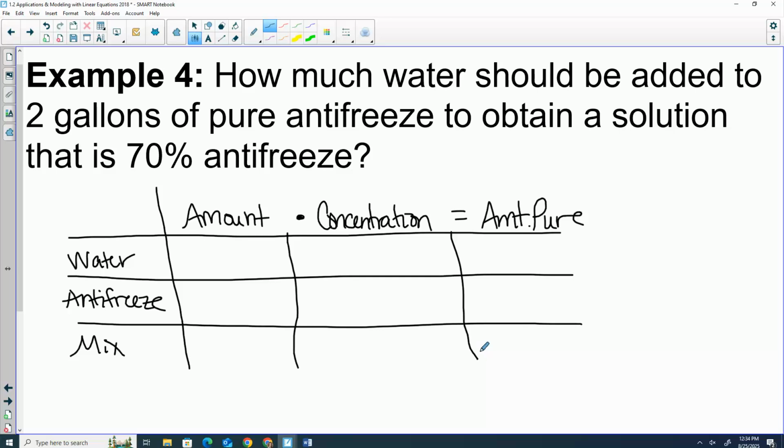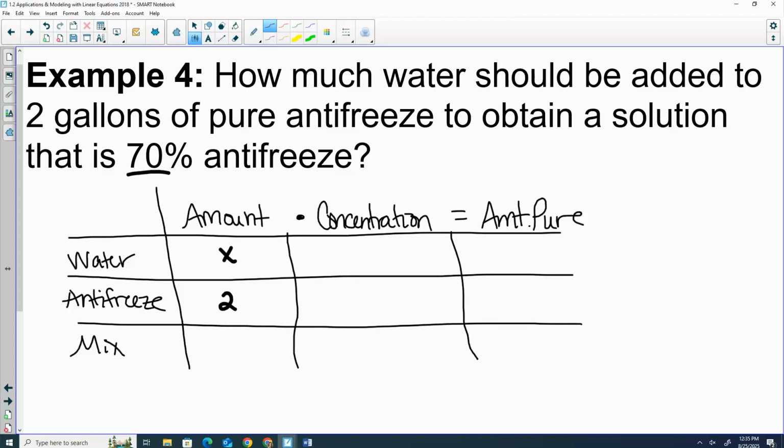So it starts out, how much water? So if I look, the amount of water, do I know it? No, so what do I write? X. I don't know the amount of water, that's my X. Should be added to 2 gallons of pure antifreeze. So the amount of antifreeze I have, 2. Okay. To obtain a solution that is 70% antifreeze.